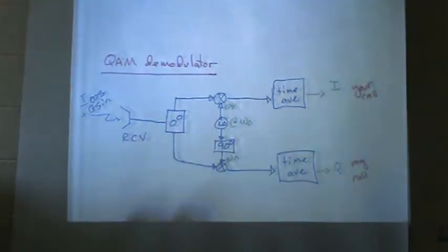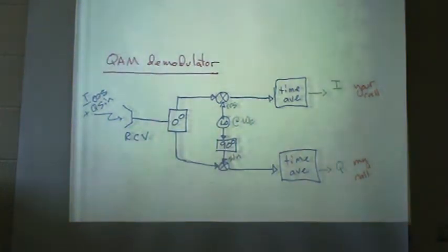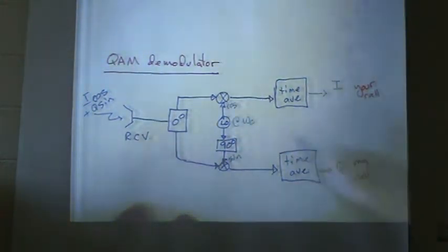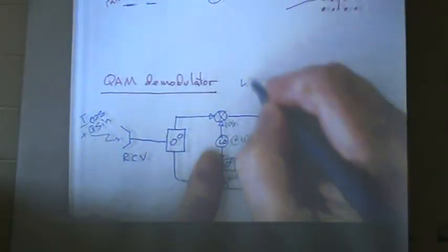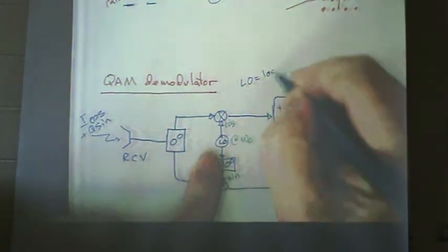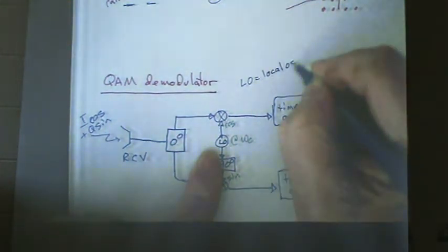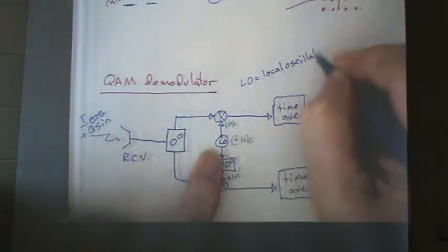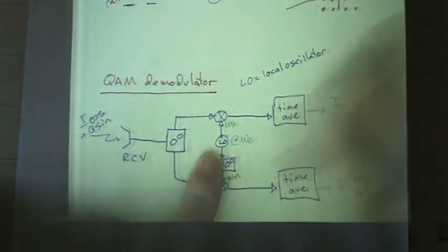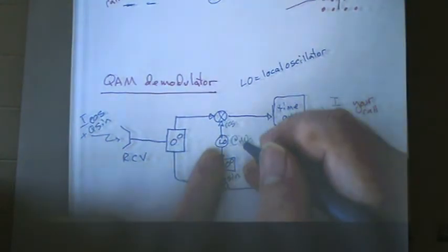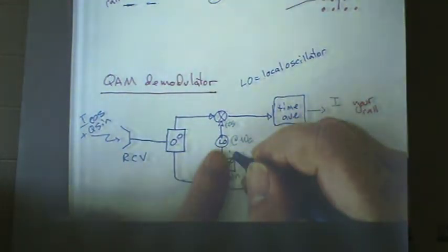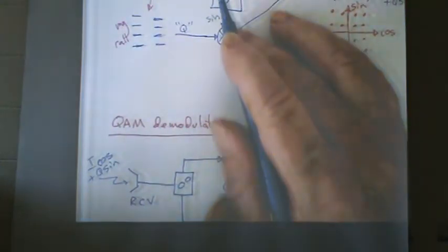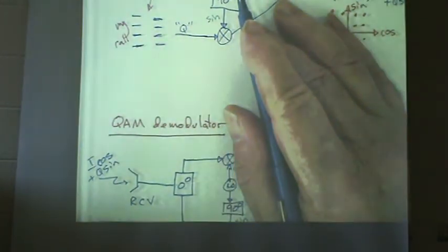Now, what am I assuming here? I'm assuming that this thing, LO, stands for local oscillator. Local means it's here, right? If this is my cell phone, it's inside my cell phone. If this is at the radio tower, it's inside the radio tower of the building.